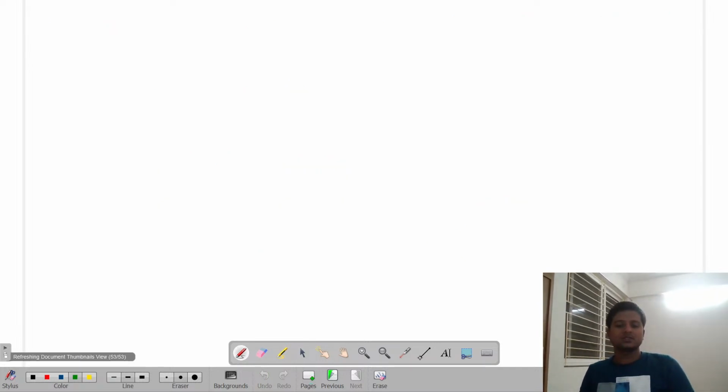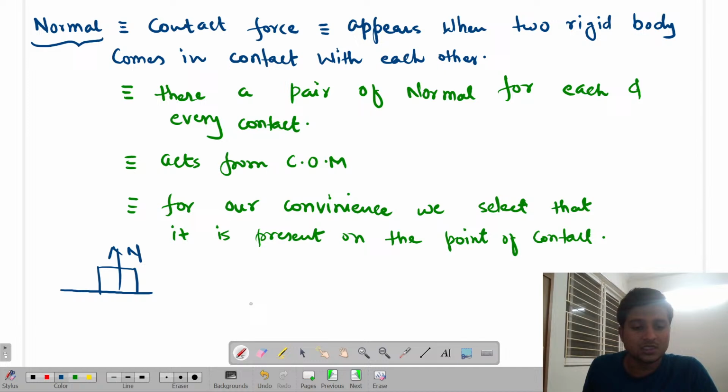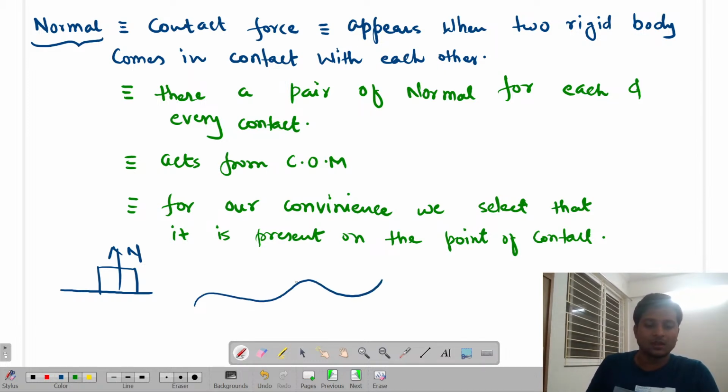Now, if the surface is a linear surface, then drawing the normal is very easy. You can take two blocks. The perpendicular direction will provide us the normal. But if there is a curved surface, then, let's suppose a body is making contact over here, how do we draw the normal?